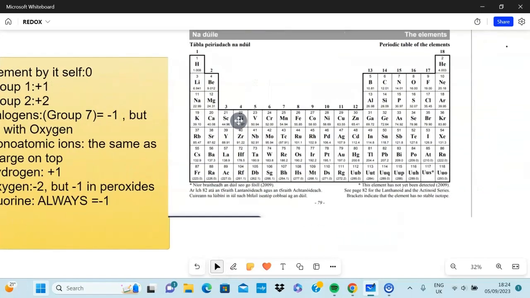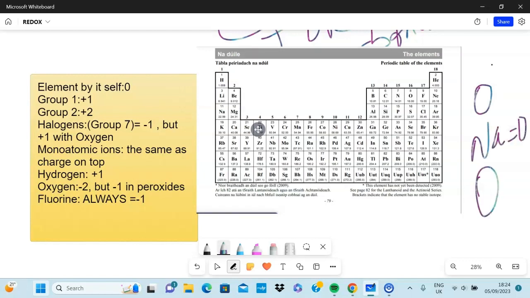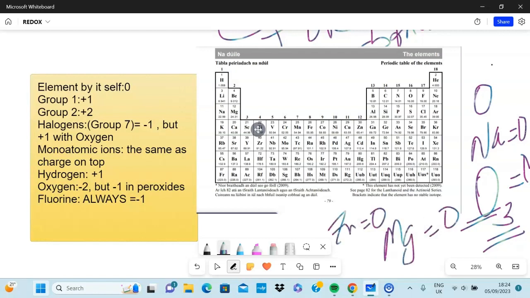So I have my periodic table here. Any element by itself, that is anything from this periodic table, without anything joined or bonded to it, is always 0. Alright, so that's very straightforward. Na would be 0. O3 would still be 0. I know many of you will be like, there's 3, but as long as it's just standalone, it is 0. Same for magnesium, 0, zinc would be 0, and so on. As long as it's just standalone, it shouldn't be a compound.